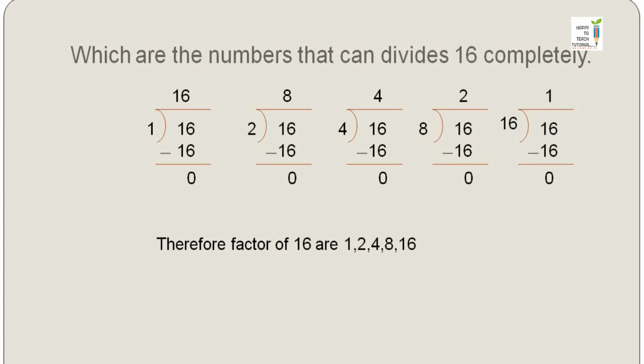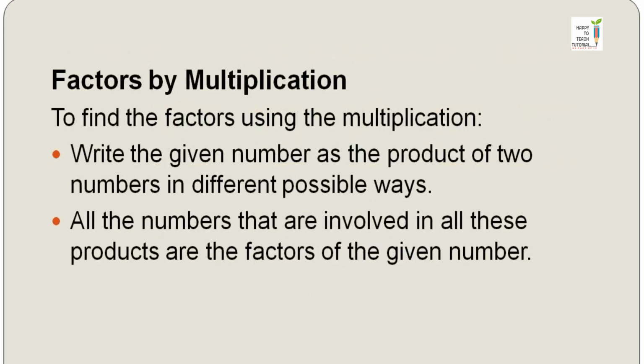Next, which are the numbers that can divide 16 completely? 16 by 1, 16 by 2, 16 by 4, 16 by 8 and 16 by 16 give us 0 as a remainder. So factors of 16 are 1, 2, 4, 8 and 16. Okay. Next, find the factors by the multiplication method. To find the factors using multiplication, we have to follow these steps.